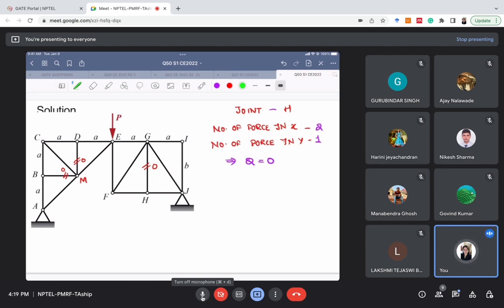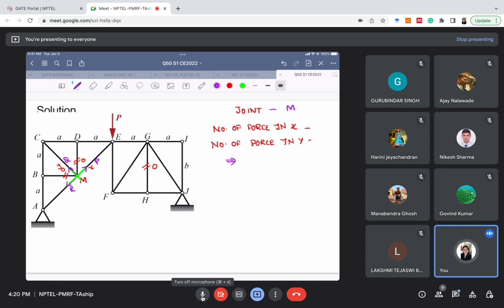So what was our first step? The first step, for those who have joined late, is to set up a coordinate system. So I'm setting up this coordinate system in joint number M. Okay, let's say it is X and this is Y. Second step is naming the forces. Let's say it is P, this is Q, this is R. So we'll write here which joint I'm analyzing. I'm analyzing joint number M.